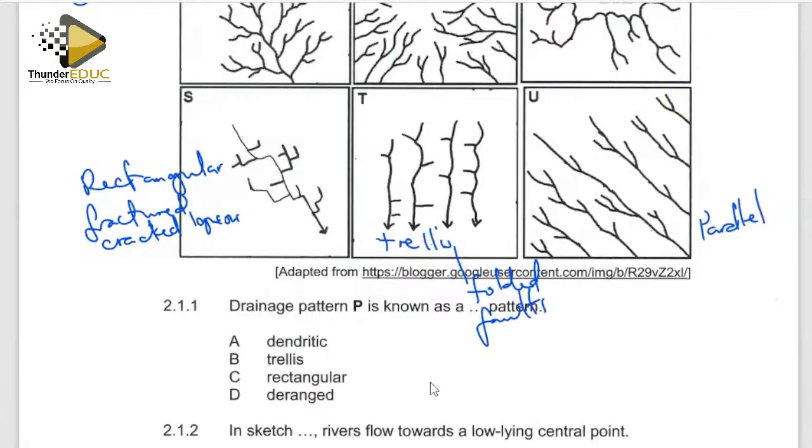Then this one, it forms also in areas which have got parallel folds. Right. That is basically the idea behind the drainage pattern. So we want to use that knowledge to try and apply it and answer the questions that are following to that. Drainage pattern P is known as dash pattern.